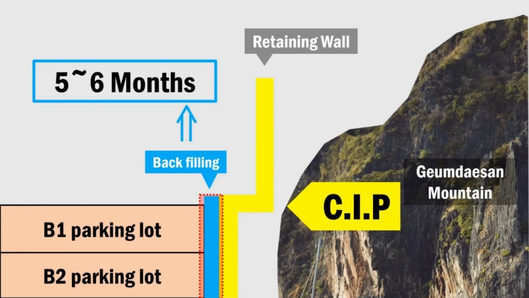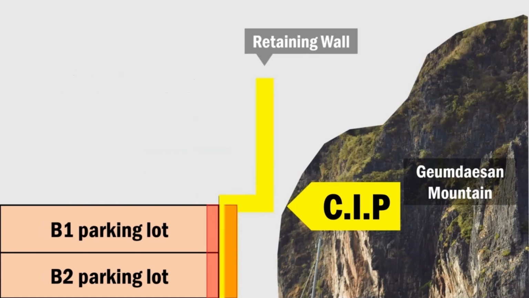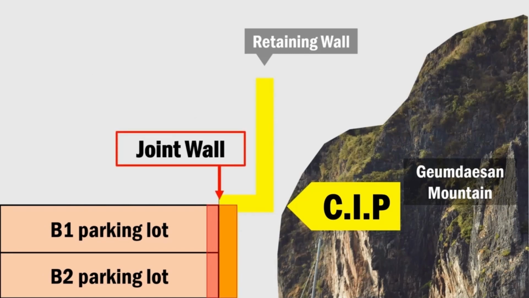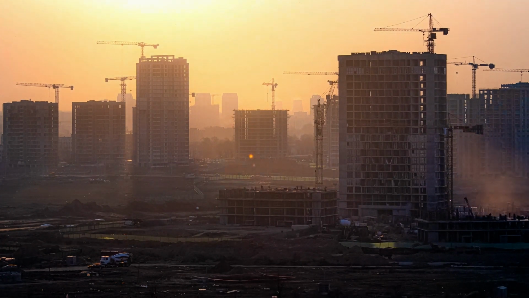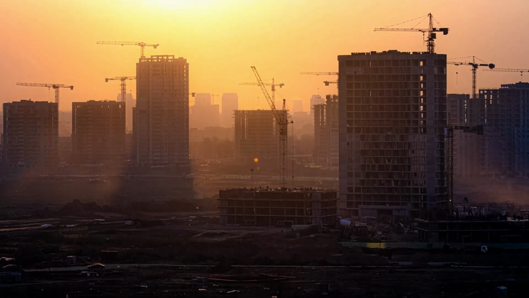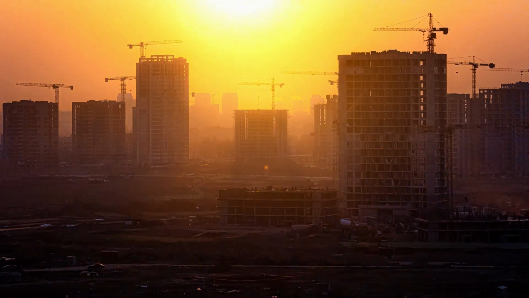Therefore, the underground parking lot construction is carried out closely to the CIP, and that CIP change section becomes a joint wall. In conclusion, a structure in which the underground parking lot and the earth anchor support both at the same time is completed. Finally, the construction of the earth retaining wall formed along Kumdaesan Mountain is completed. But this is not the end.